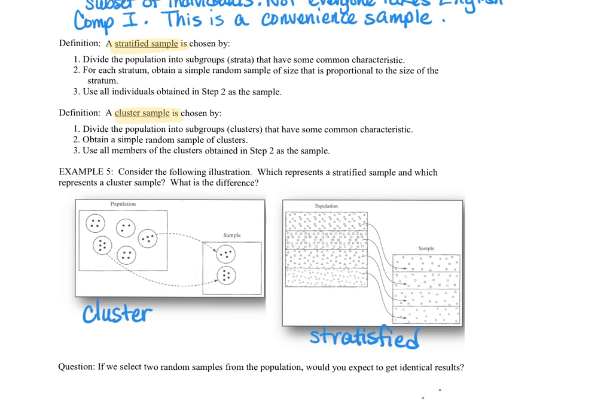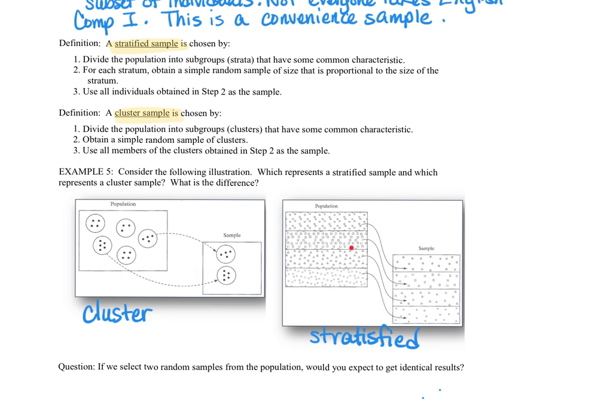In a cluster, for your subgroups, you take all the individuals. You select a couple subgroups and you take all the individuals. So we took all the individuals? In that group. In the specific ones that we chose. Good. So for the cluster, for the specific samples that we chose, we took everyone from those samples. Good.